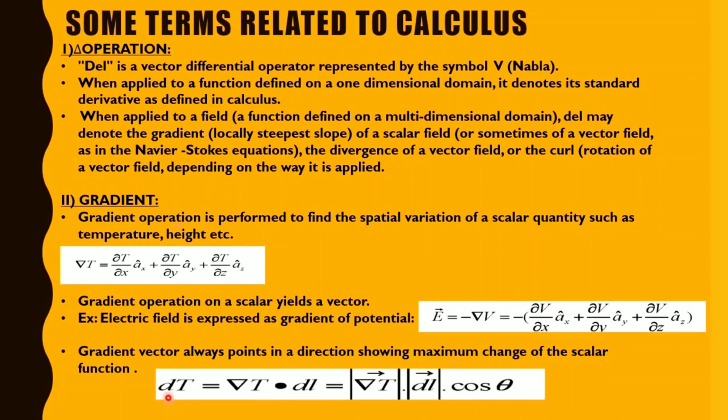So see, dT is equal to gradient T dot dl. This is the vector gradient T, and this is the vector dl, and cos theta. This is a dot product, that's why here it is cos theta.